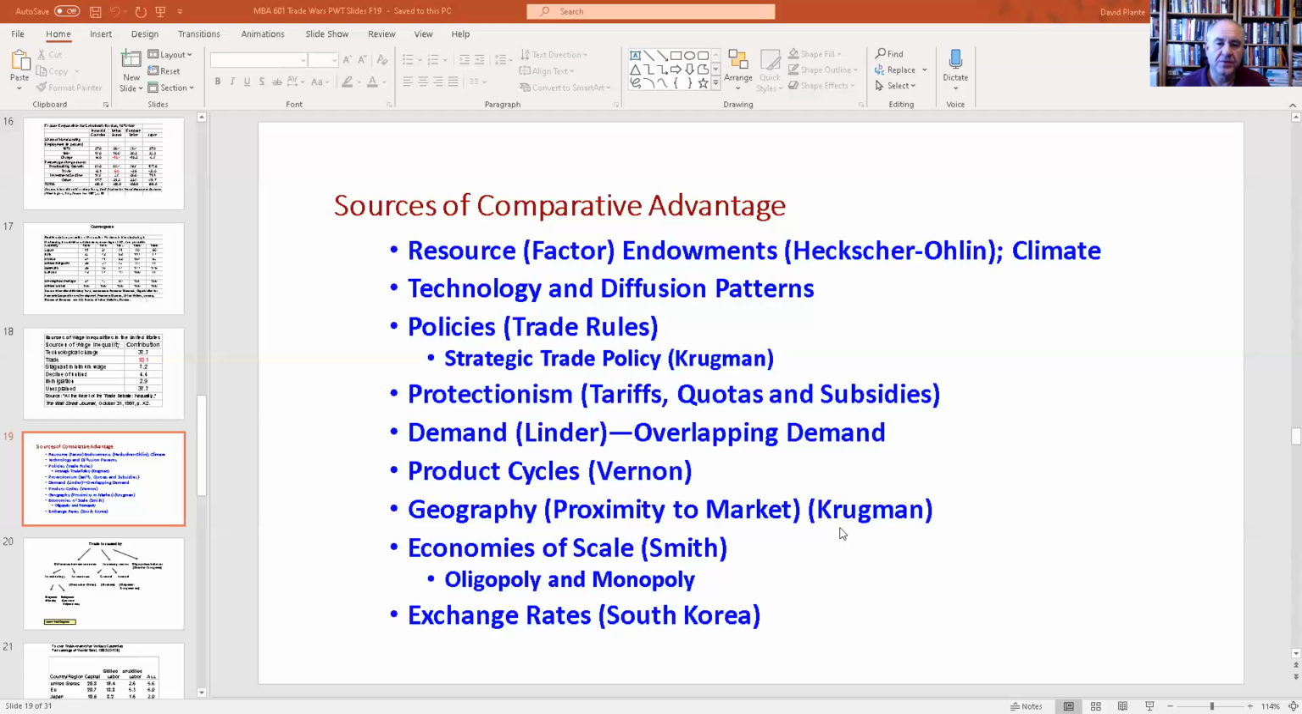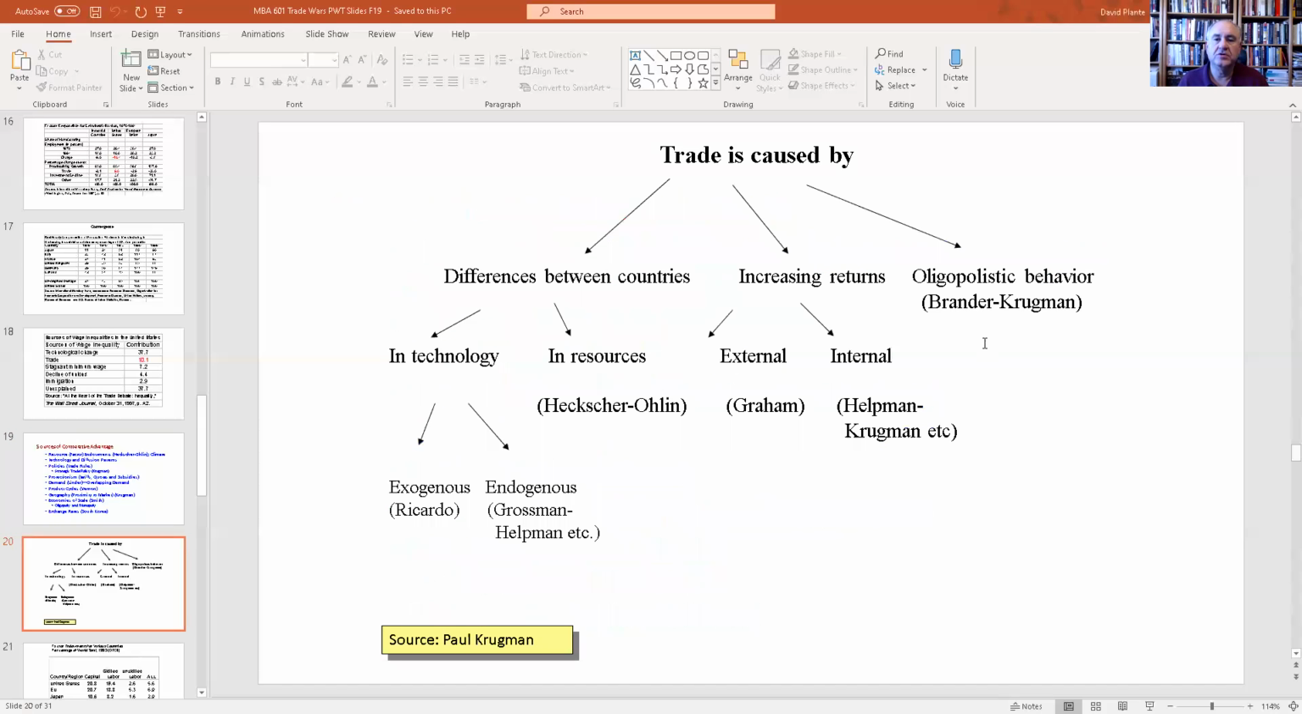I think that Krugman has a great diagram, which I've recapped here, just below. It shows the various things that can cause trade. So there's trade, it's caused by differences between countries. This can be in technology or it can be in resources. Again, that Heckscher-Ohlin is the one that's important for that.